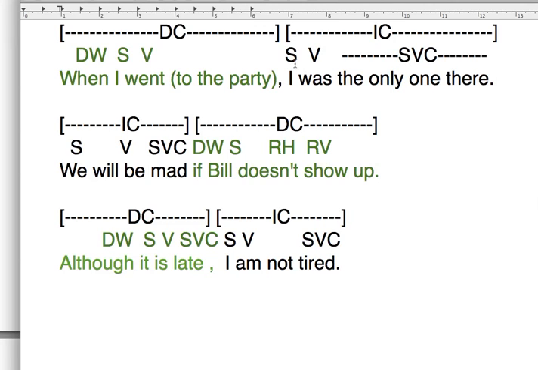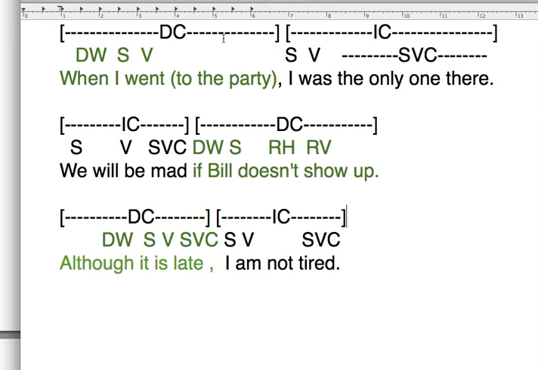Okay, you can see subject and verb with subject-verb completer. No dependent word in front of it. That means this is an independent clause. Subject and verb with a dependent word at the front of it. This is a dependent clause. We'll use these brackets just like we use parentheses for prepositional phrases. We use brackets for clauses. So dependent clause, independent clause.